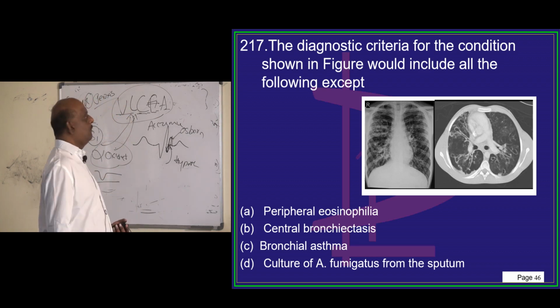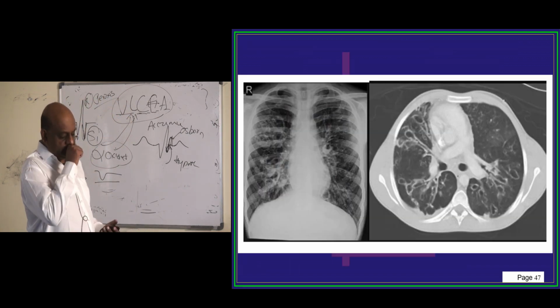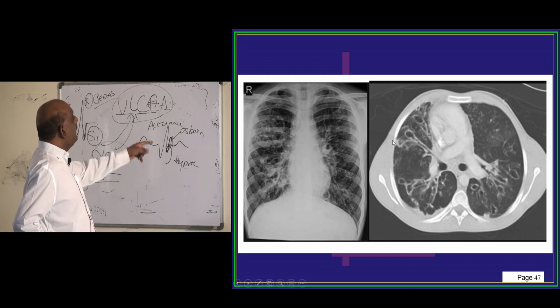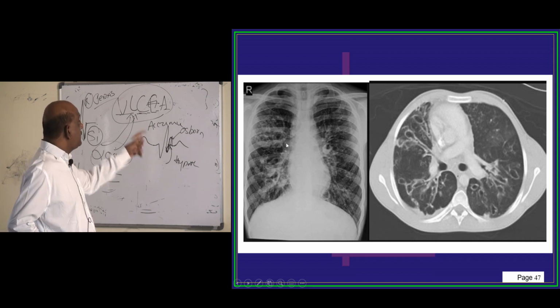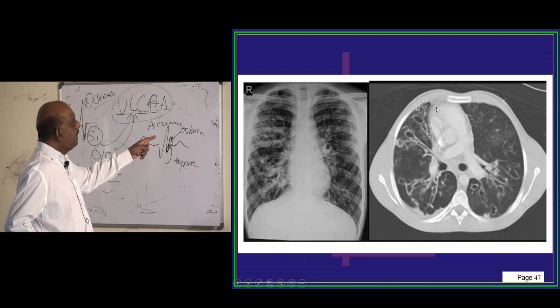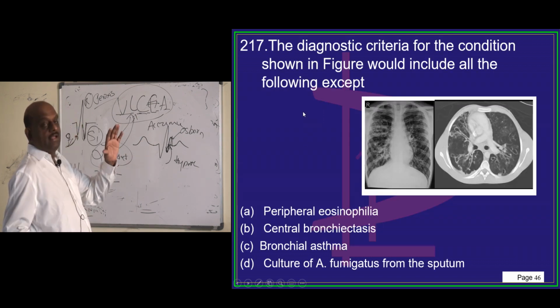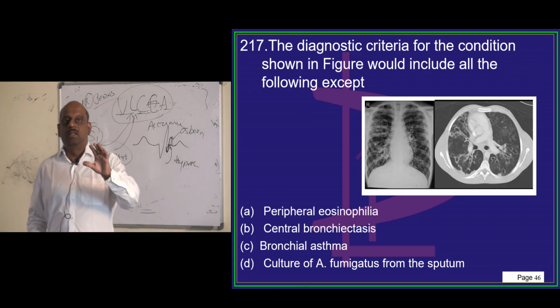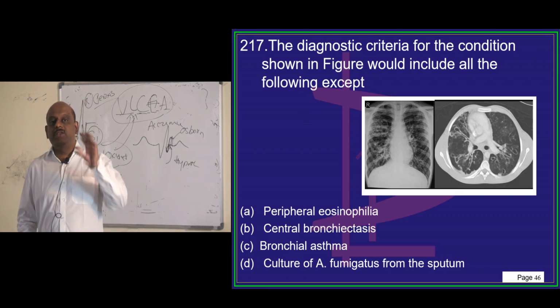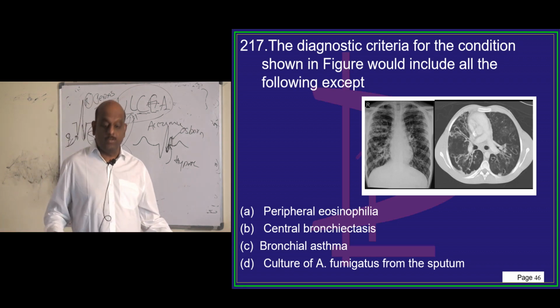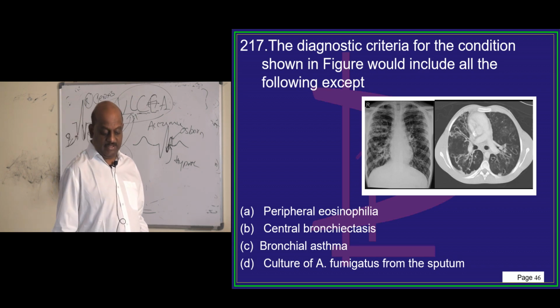Now, you have been shown a radiograph of a child. So you are finding ring shadows. Ring shadows always mean bronchiectasis. It is a central bronchiectasis you are able to see. Even in the CT you can see central bronchiectasis. Central bronchiectasis indicates ABPA, allergic bronchopulmonary aspergillosis. What are the things in it? What constitutes the definition of it?